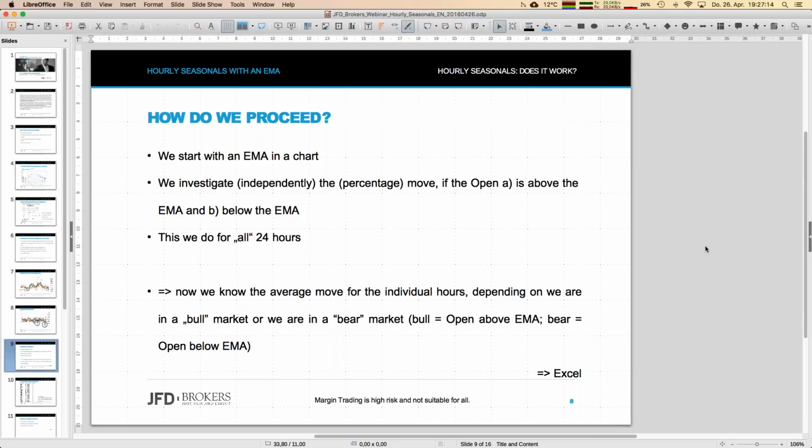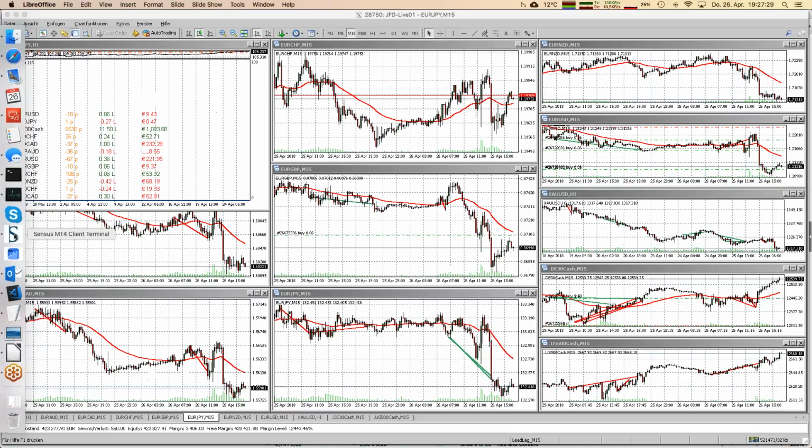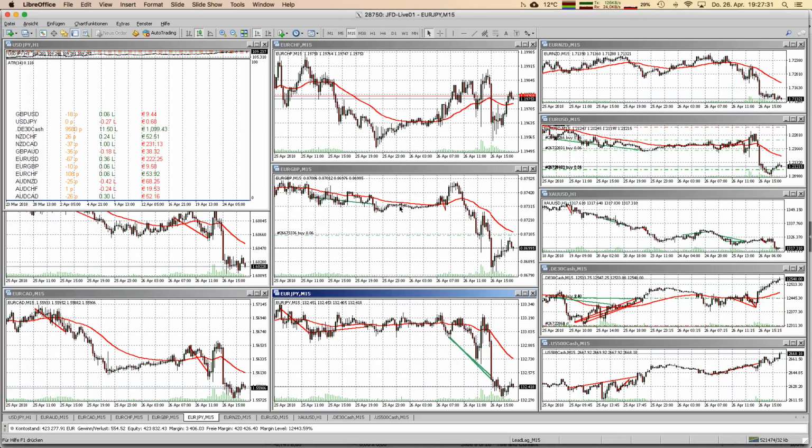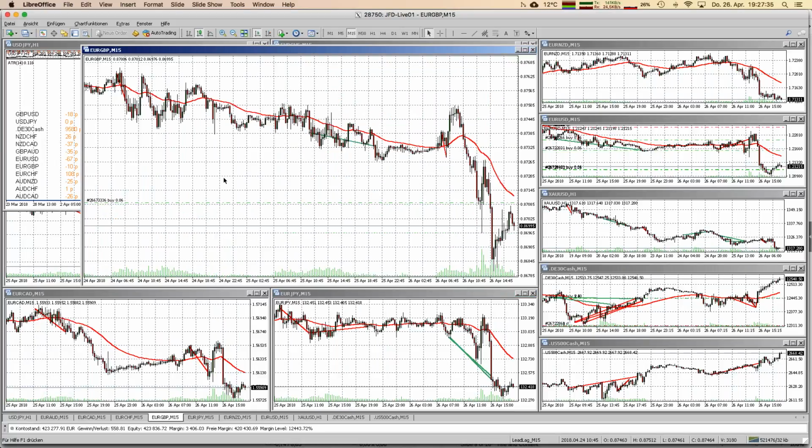It's not the EMA period; it's just the EMA itself. EMA stands for exponential moving average. That's the abbreviation for that, and you find that within any chart software. So, for example, if you look at that chart here, just an example, we have here Euro, British Pound, and you see that red line here. That red line is an EMA, an exponential moving average.